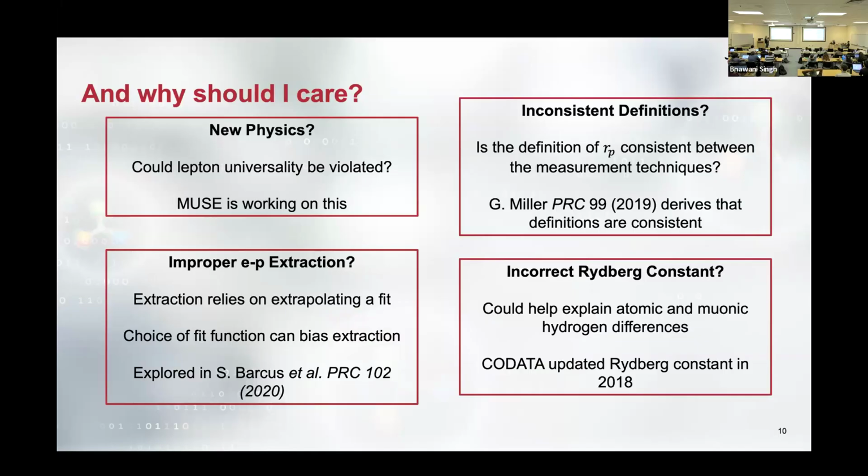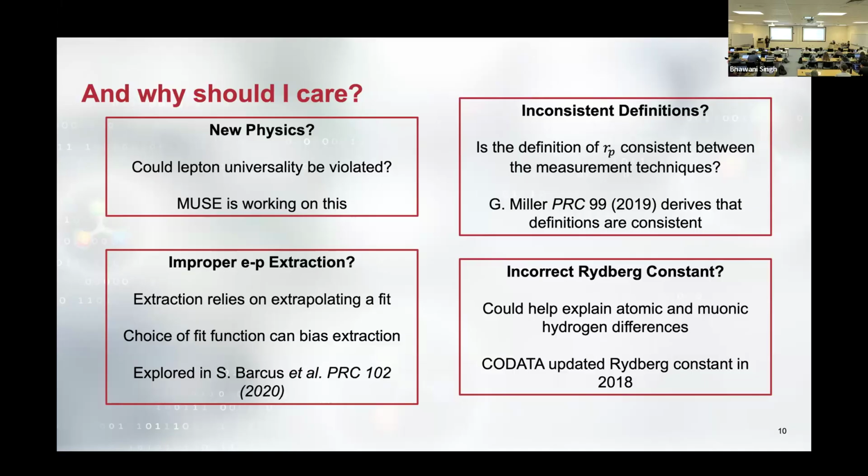So there's questions of, well, maybe the difference is new physics. The smaller value was first seen with muonic hydrogen. So could lepton universality be violated? Because every other measurement used electrons. MUSE is studying this at PSI. They're using electron, positron, and positive and negative muon beams to measure this to see if there's any systemic difference between the two lepton species.